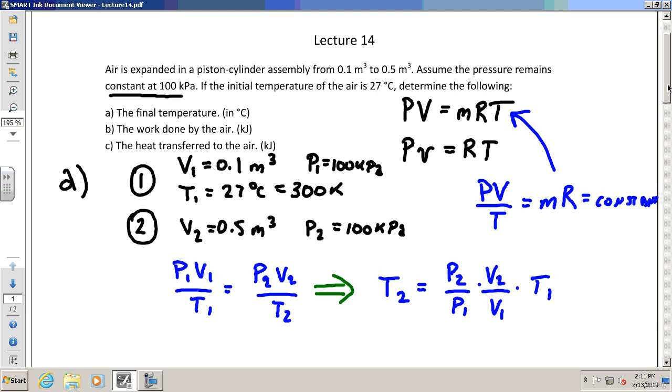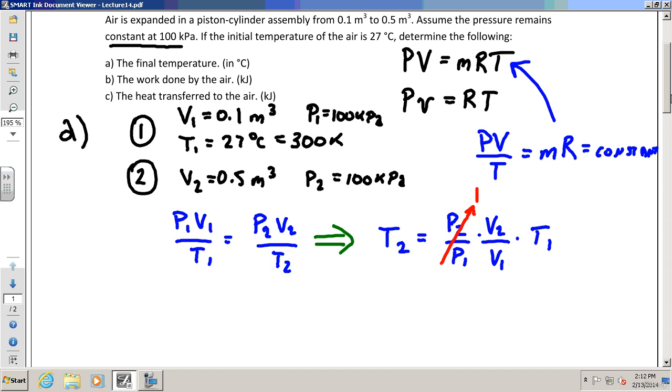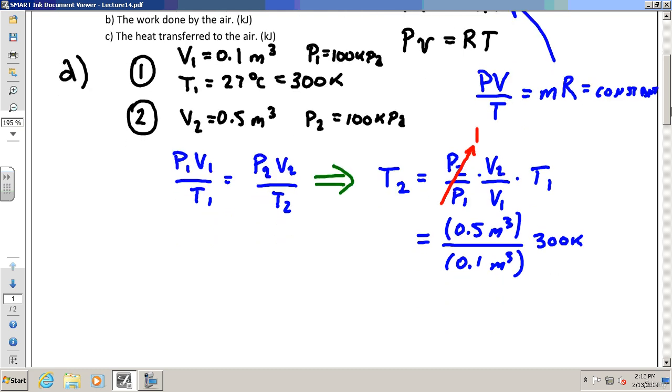Not too bad, right? Yes, P2 and P1 are the same. So the fraction of P2 divided by P1 just goes to 1, right? That just goes to 1. And it's very simple to do this. This is easy. V2 is 0.5 meters cubed. V1 is 0.1 meters cubed. T1 you have to put in Kelvin, 300 Kelvin. So you get 1,500 Kelvin for T2.